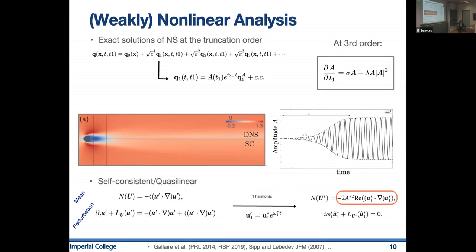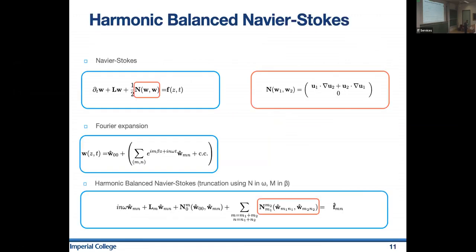Okay, so we solve the linearized perturbation equations. These ones feed back as a forcing term in the base flow or the mean flow equation, and we can reach a self-consistent solution of these equations. We have two equations with two unknowns, the mean flow and the perturbation. So now imagine that instead of having just one harmonic, I have n number of harmonics in that formulation, but also m number of harmonics in the span-wise direction. So we're going to do this a bit systematically.